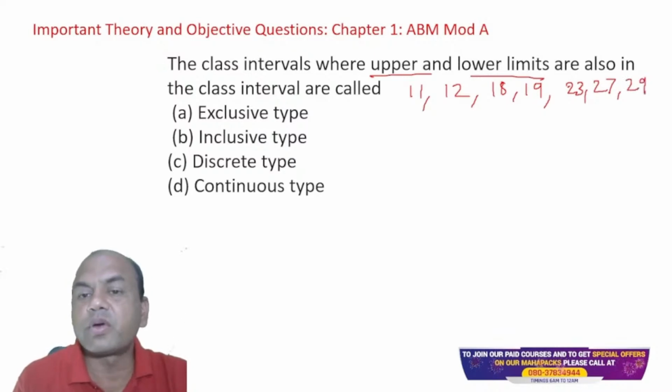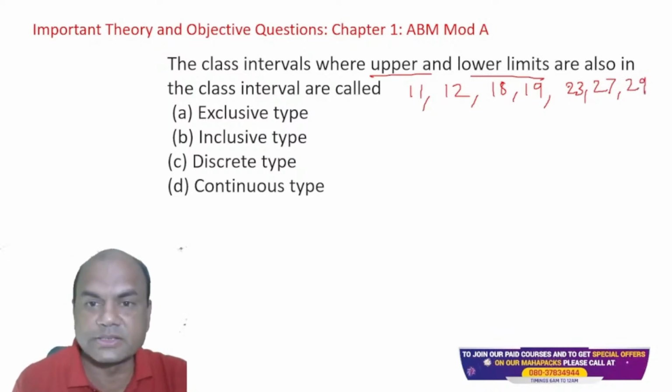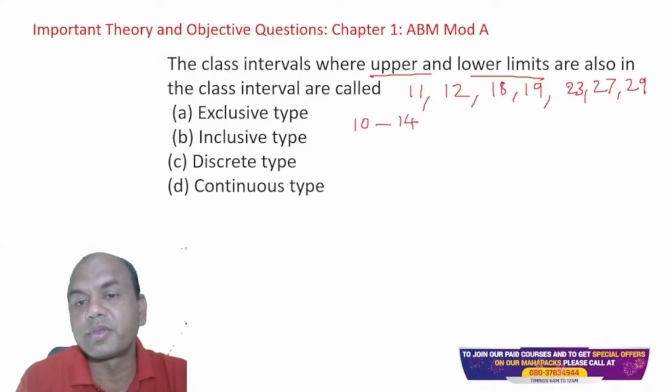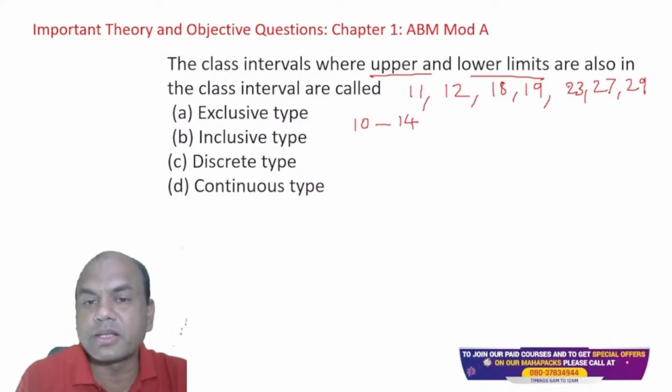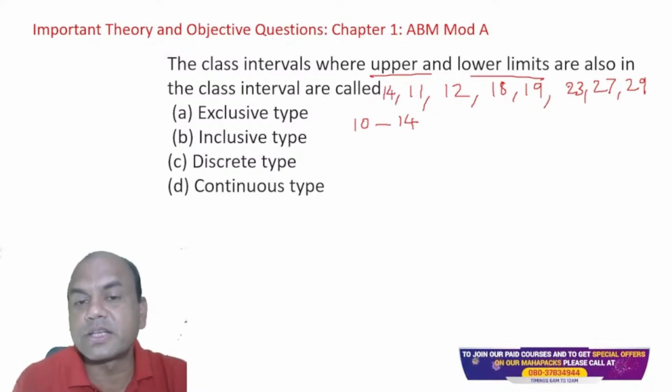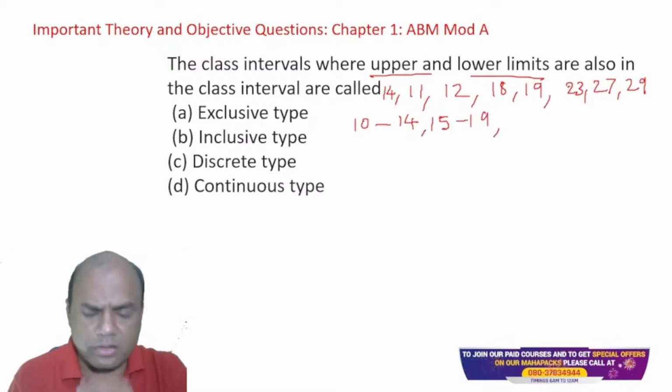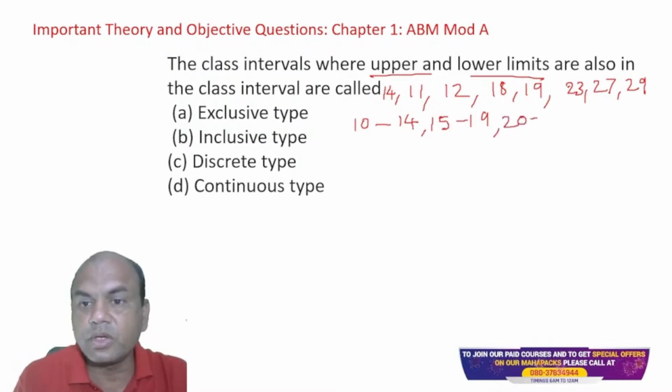Now I have to arrange these numbers in classes. How will I arrange them? Let me start with a simple one. I can arrange it this way also: 10 to 14, and there I'll write both inclusive. 10 is also included and 14 is also included. Let me add one number here, let's say 14. So this is 10 to 14. Then the next one is 15 to 19, both included. The next one is 20 to 24.